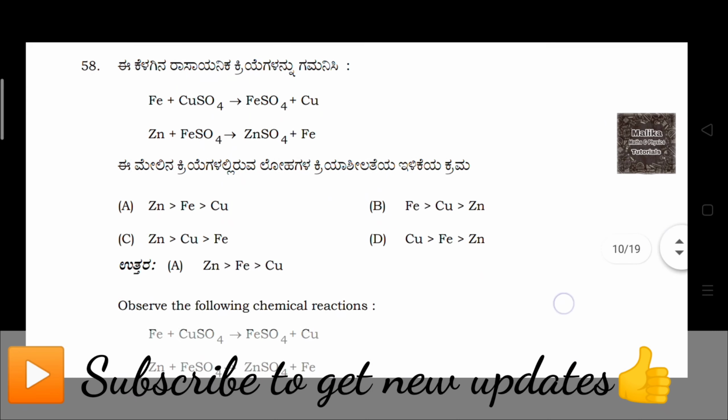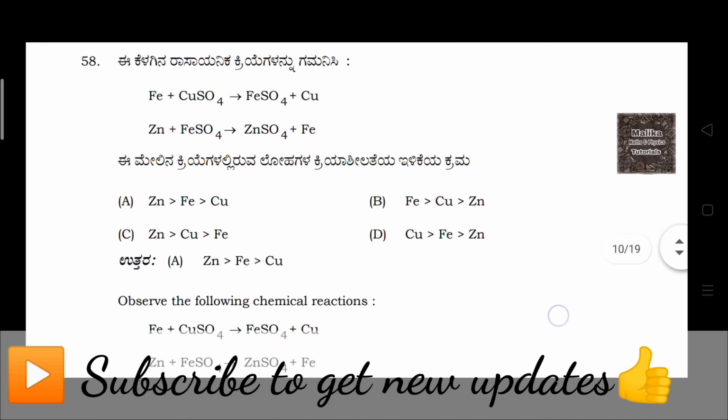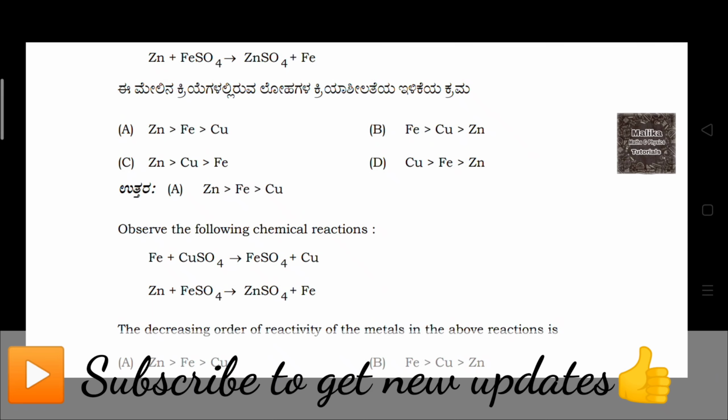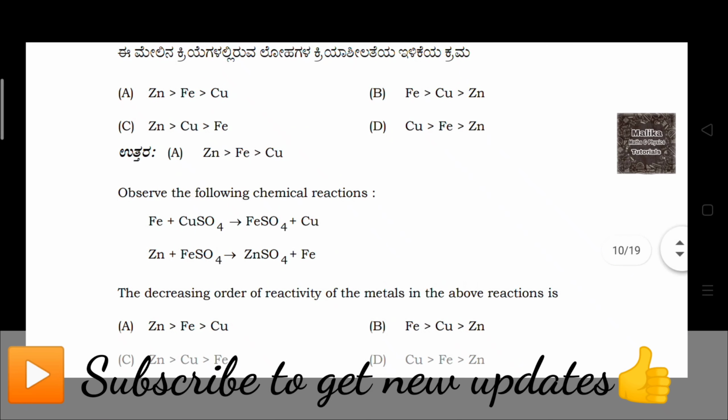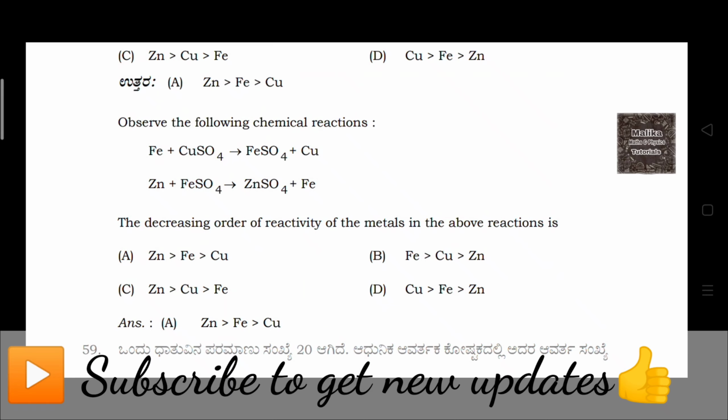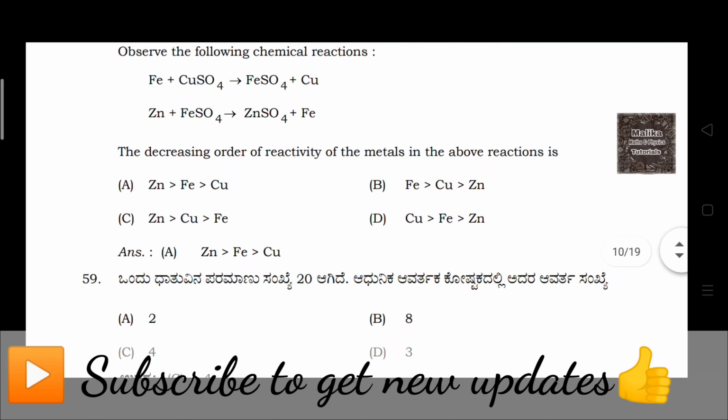Next question number 58. Observe the following chemical reactions. Fe plus CuSO4 gives FeSO4 plus Cu. Next, Zn plus FeSO4 gives ZnSO4 plus Fe. The decreasing order of reactivity of the metals in the above reactions is zinc greater than iron, which is greater than copper.